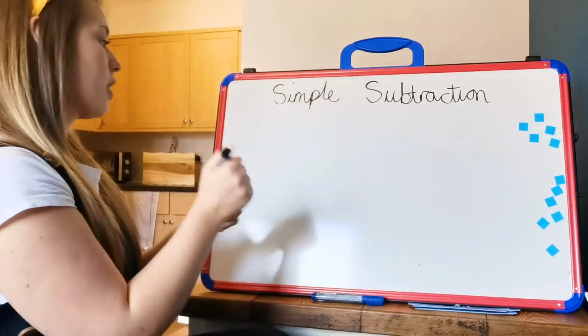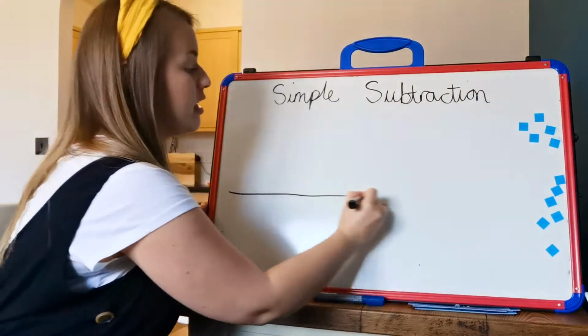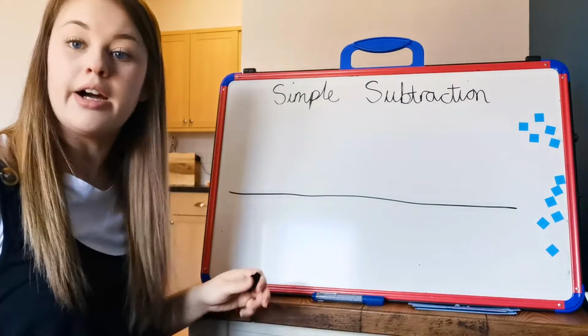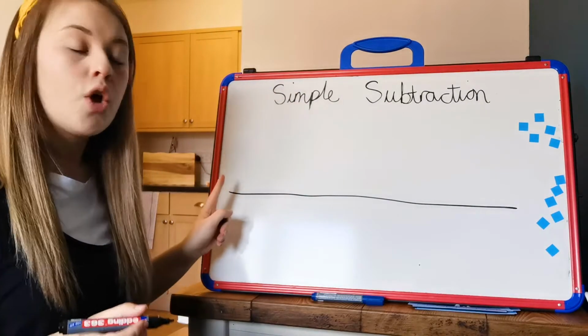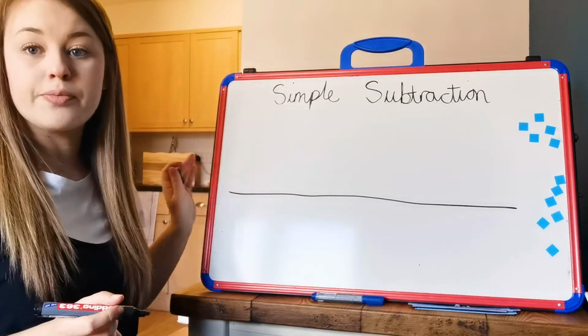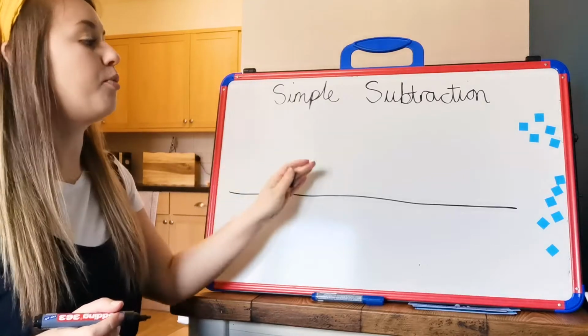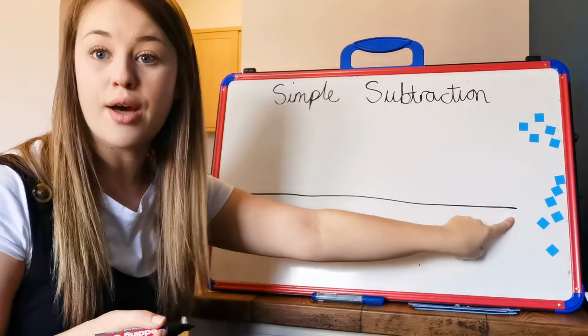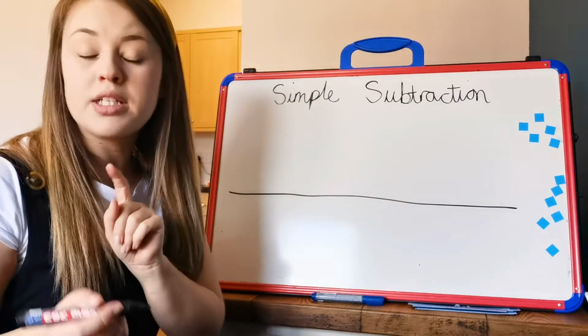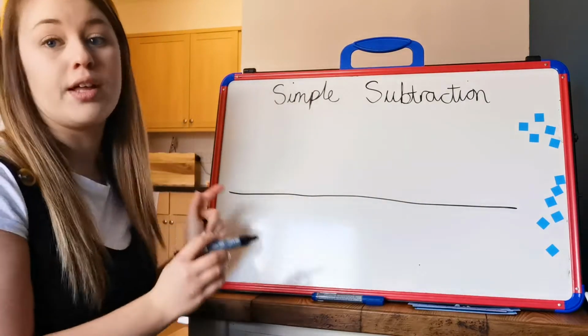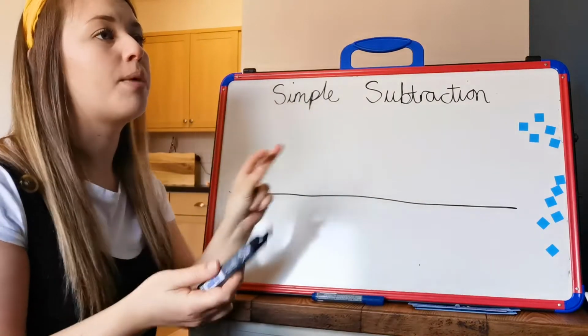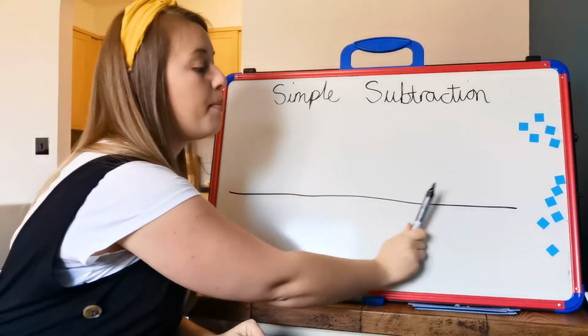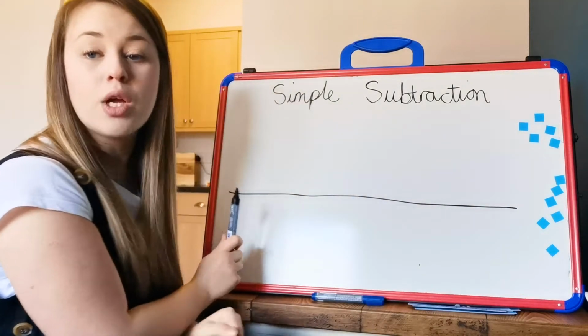So a blank number line is just a line. Now when we did addition, we started from this side of the number line and then we added on, but because we are going to be taking away, we're going to start from the other side. That's just one tip to make it clear. You can start from the other end, but when you think of an actual number line, when you add, you go up, and when you count back, you count down.